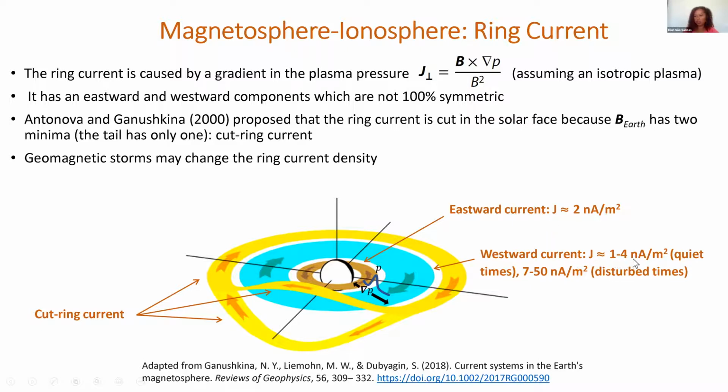It's between 1 to 4 nanoamperes per meter squared in quiet times, and in disturbed times, it can go up to 50 nanoamperes per meter squared. So there are many changes that happen in the ring currents when there are geomagnetic storms and substorms. It's a very important coupling current of this whole system.